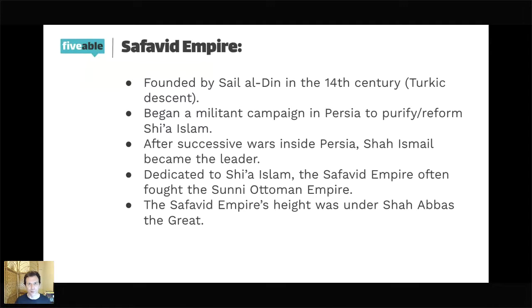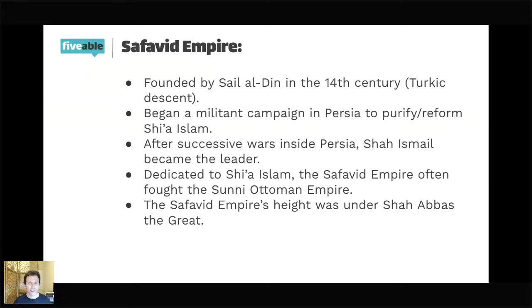Now let's just do a quick review of this real quick. Shia or Shiite Islam believes that in order for a religious leader in Islam to be a leader, they have to be a direct descendant of the daughter of Muhammad, Fatima, and the son-in-law, Ali. So they have to trace their lineage directly.